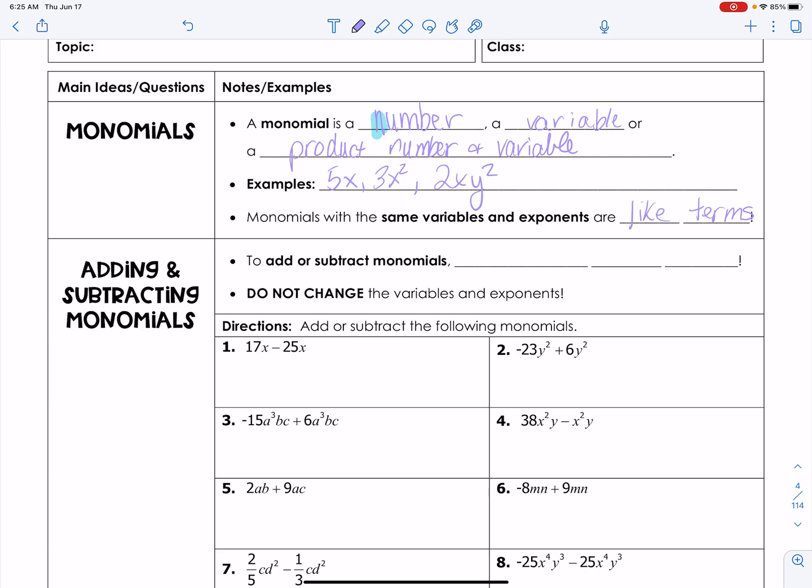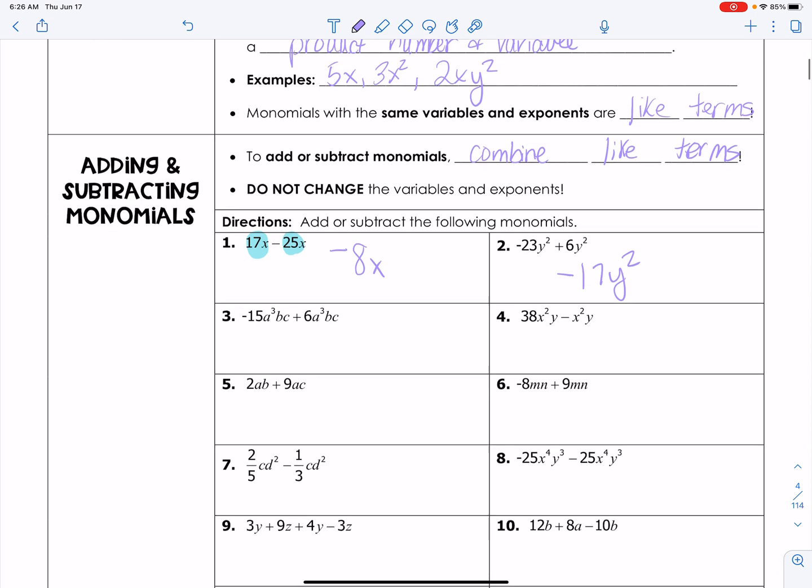To add and subtract monomials, you combine like terms. We've already kind of done this section, so I'm not going to do a whole bunch of examples, but we've already looked at things like 17x minus 25x. Those are like terms, so my answer is negative 8x. The next one, negative 23xy squared plus 6y squared, would be negative 17y squared. If you notice, you do not do anything to the exponents. You just add and subtract the numbers in front.